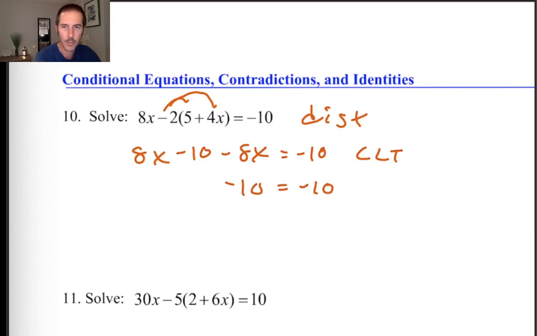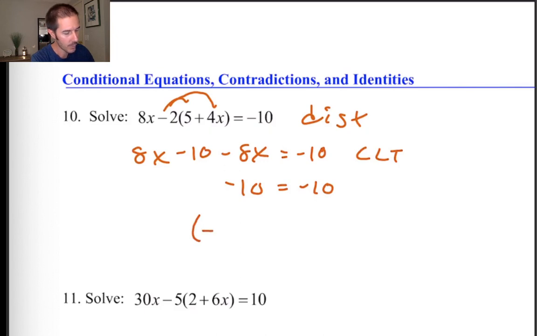How often is that true? I'd say negative 10 is equal to negative 10 all the time. Give me an x value. How about negative 4? Does negative 10 still equal negative 10? Of course it does. How about x equals 0? Sure does. What about x equals positive 1,003.79? See where I'm going with this? Negative 10 is equal to negative 10 all the time. For which x values? All of them.